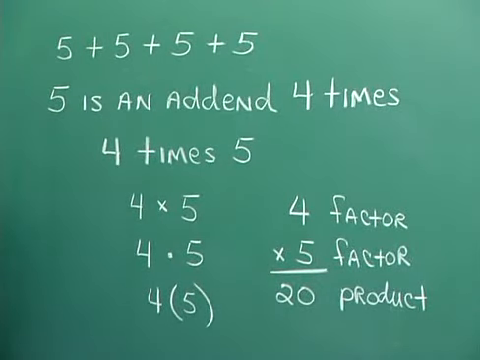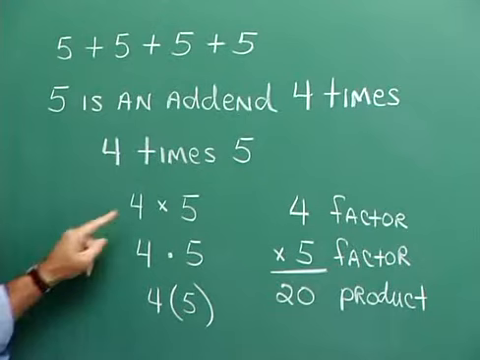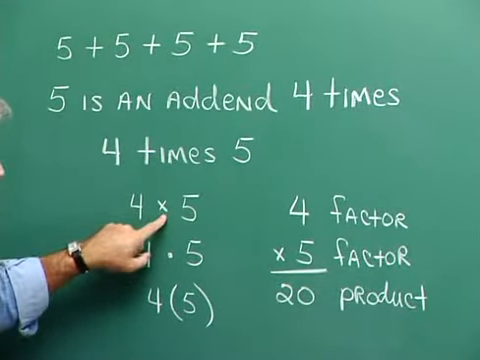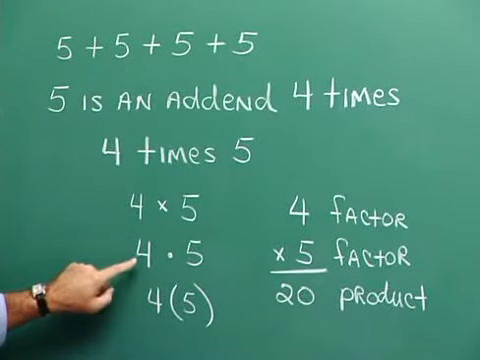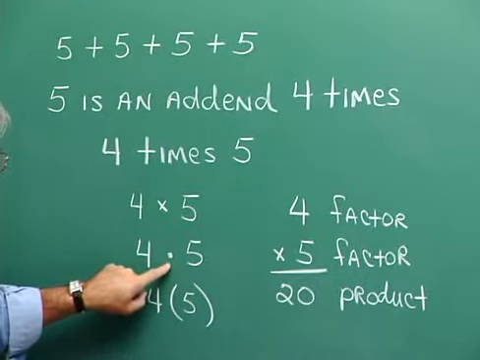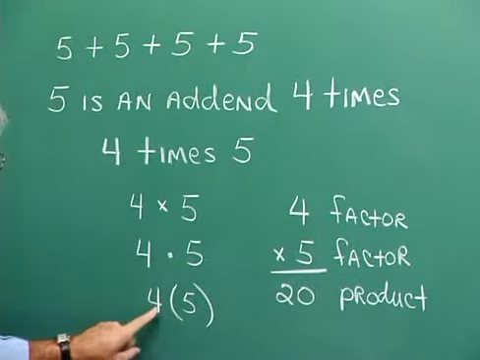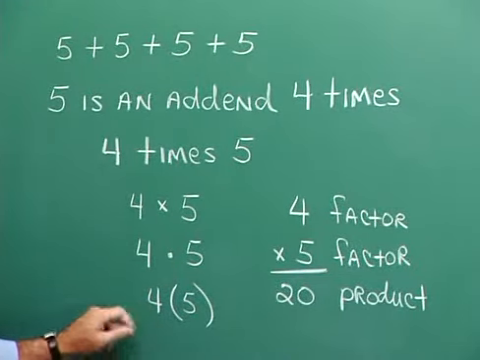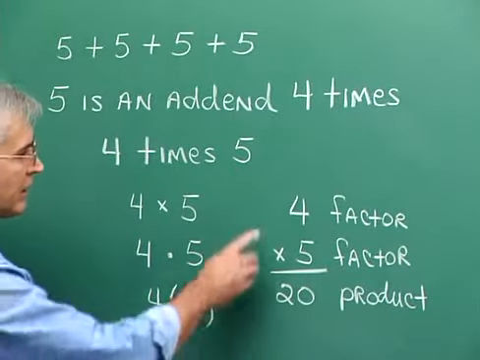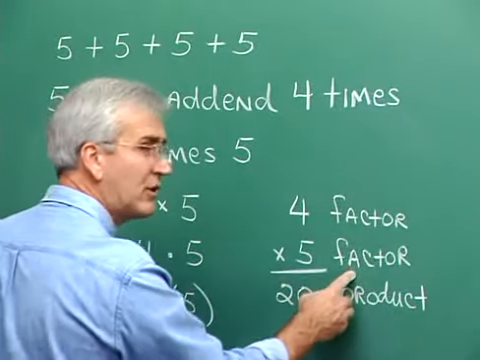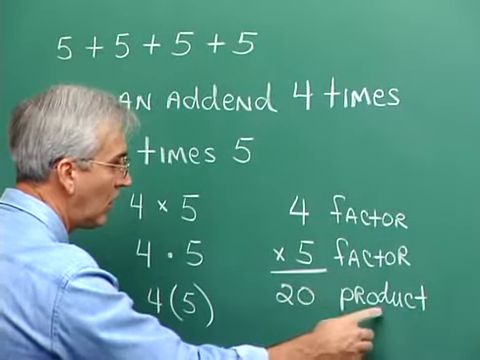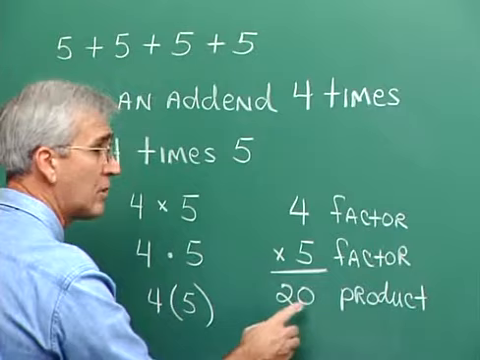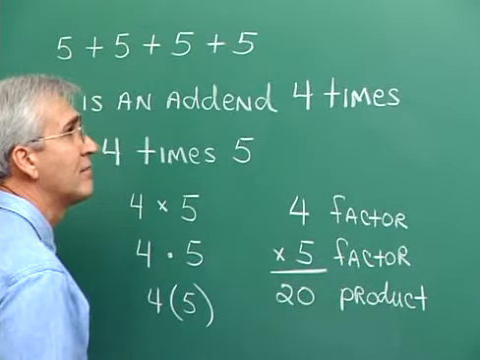The multiplication can be indicated in a number of ways. We can use a little x here for multiplication. But we're going to move away from that as we move closer and closer to algebra and use notations like this: 4 times 5 using a little dot, or parentheses can be used to indicate multiplication. Now when 4 and 5 are multiplied, the 4 and the 5 are called factors, and the factors are multiplied to get a result called the product. So 20 is the product of 4 and 5.